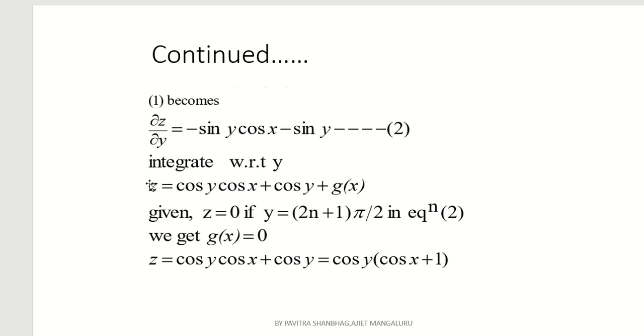So what we will get? z equal to 0. Even this term also 0. Even this term also 0. So what is g of x? Obviously 0, right? Because cos of (2n+1)π/2 is 0. Therefore even z also 0, given. So therefore g of x also 0.